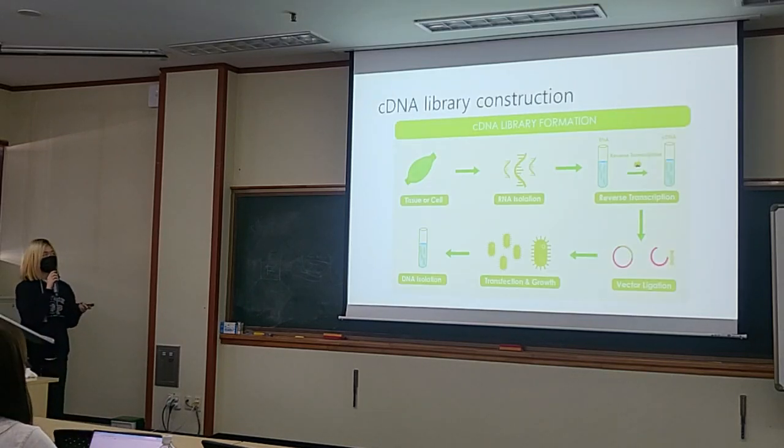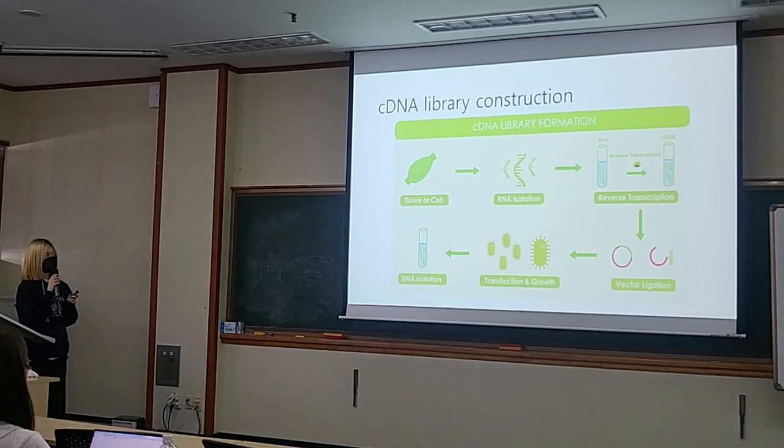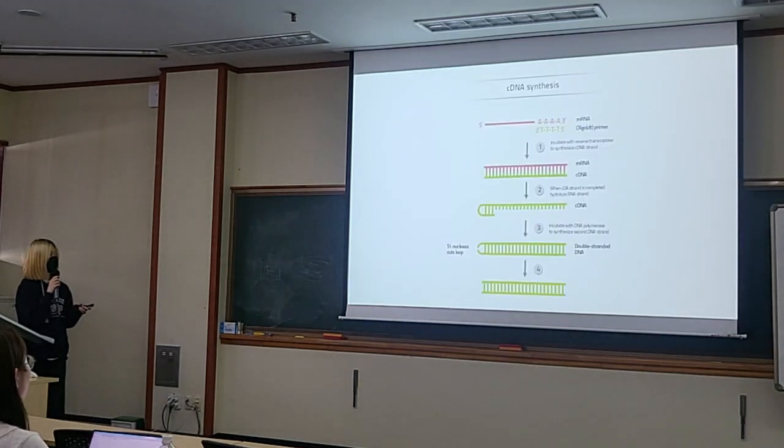Then how can we prepare a cDNA library? First, we get RNA molecules from the target cell or tissue. After RNA isolation, we can get cDNA by reverse transcription. Let me give more detail. This is a mRNA molecule which is processed. Processed means introns are removed and exons are ligated, which means matured.